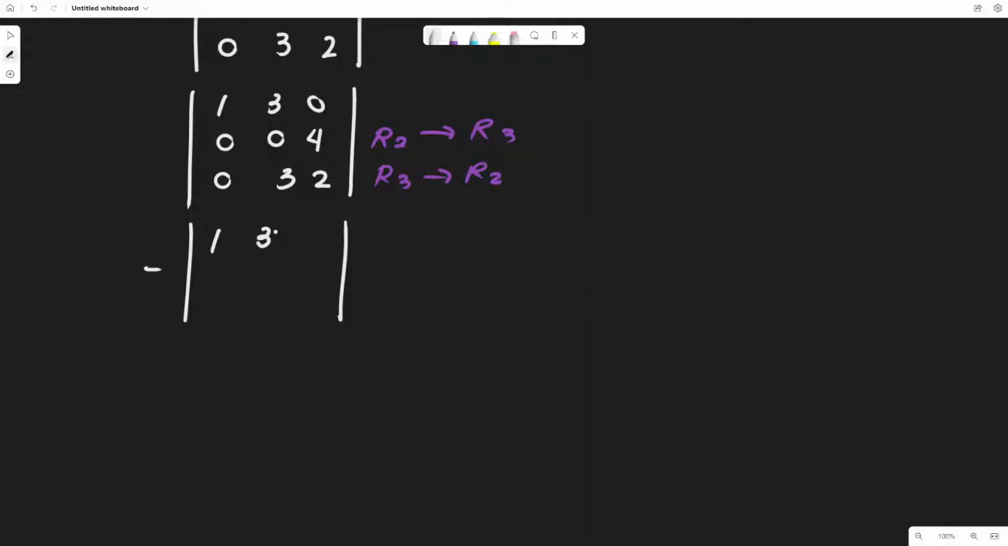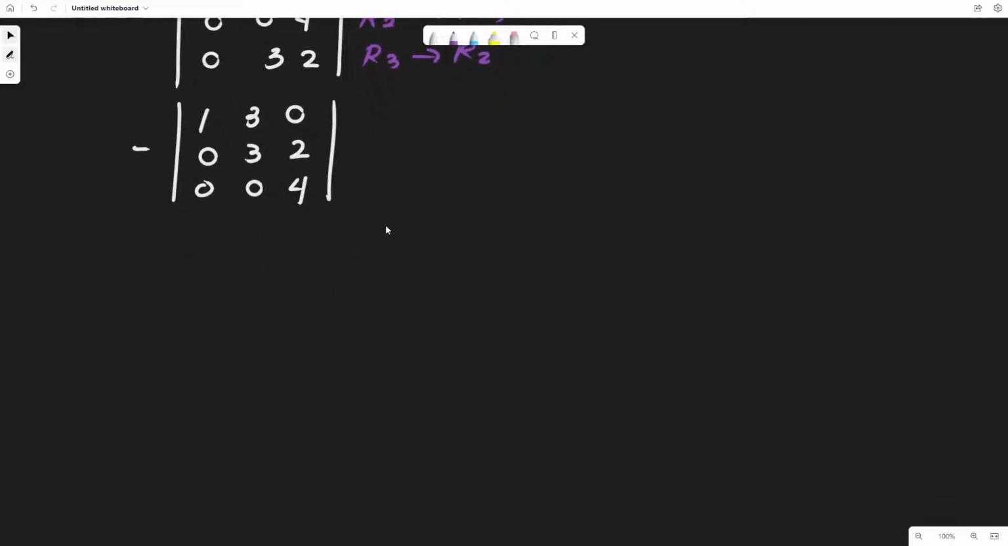So, we have 1, 3, 0, 0, 3, 2, 0, 4, 4. No? So, since this is the case, kukunin mo lang yung main diagonal, no?